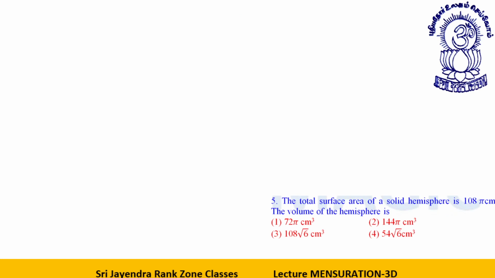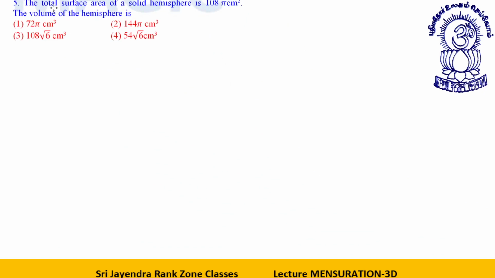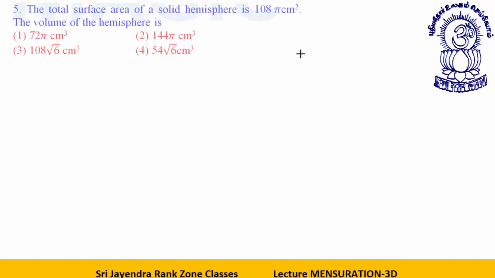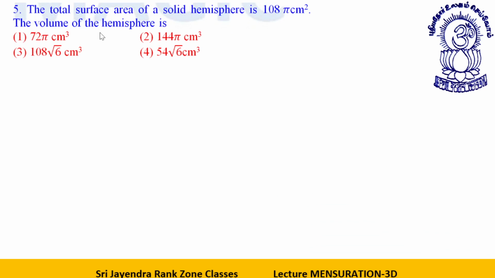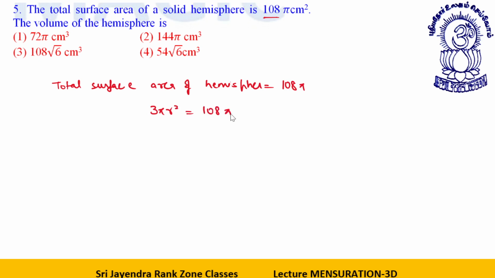The total surface area of a solid hemisphere is 108 pi. The volume of the hemisphere is? Total surface area of the hemisphere is given to you as 108 pi, or 3 pi r square is equal to 108 pi. This implies r square is equal to 36, r is equal to 6.